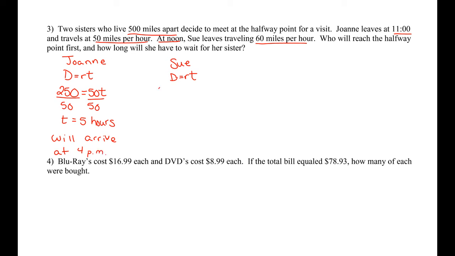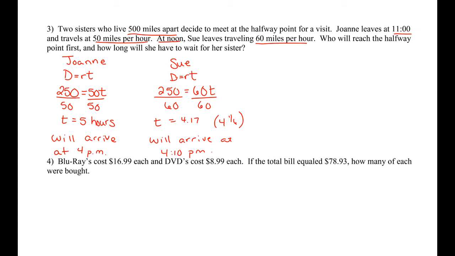Sue is also traveling a distance of 250 miles, but she's traveling 60 miles per hour for again an unknown length of time. If we divide both sides by 60 to get t by itself, we find that t is equal to 4.17, which is 4 1/6 hours. That means that Sue will arrive at 4:10 because she left at noon.